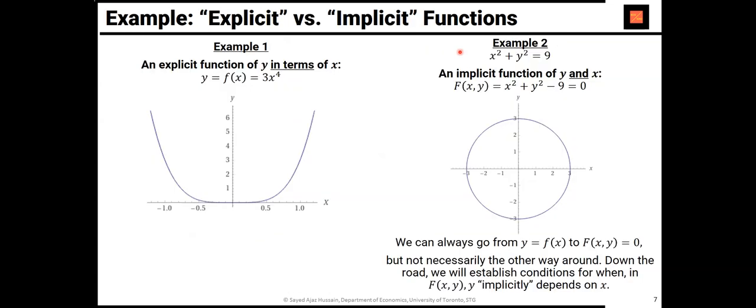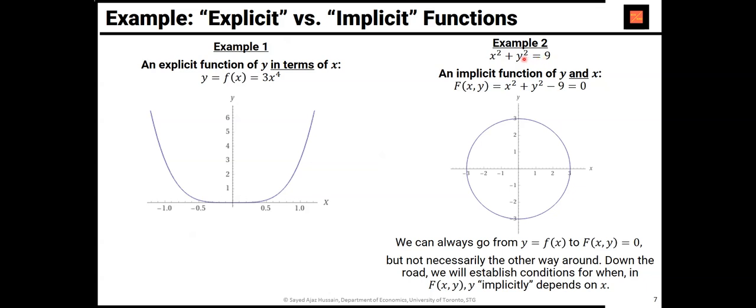Here is an example of a contrast between explicit functions and implicit functions. Here you're given a function y is equal to 3x4, so you can see that I can isolate y literally in terms of x's. Now here's a function x squared plus y squared is equal to 9, and you're not going to be able to get a function of y in terms of x's.